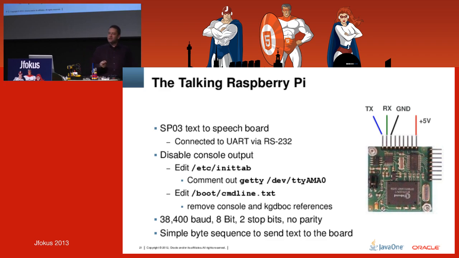So one of the things that I did in terms of using that was I had a little board that I bought quite a while ago, which was an SP03 text-to-speech board. And that has a serial interface on it. So you can connect a device to that, and then you can send text to it, and it will actually talk to you. So I thought, okay, well, let's try and connect that to the Raspberry Pi. So that's what I've done for one of the demonstrations I'm going to show you later on.